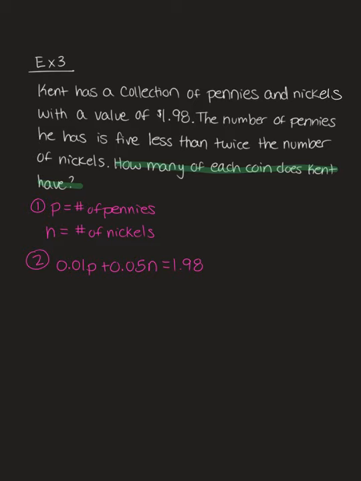Now, this next piece of information can be a little tricky. The number of pennies he has is 5 less than twice the number of nickels. This "than" is a turnaround word. If we have twice the number of nickels, that means that we have 2n. If we have 5 less than, this is 5 and then minus, but this "than" switches the order here. So the number of pennies is equal to 2n minus 5.